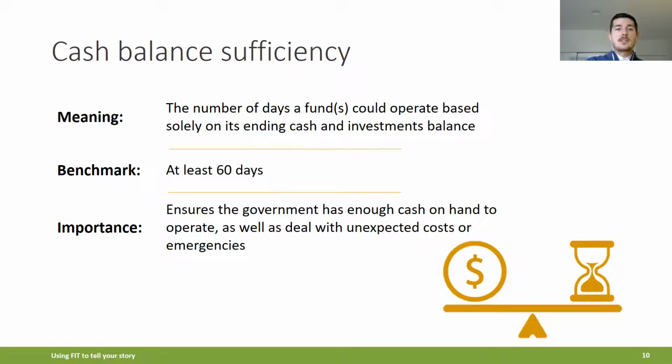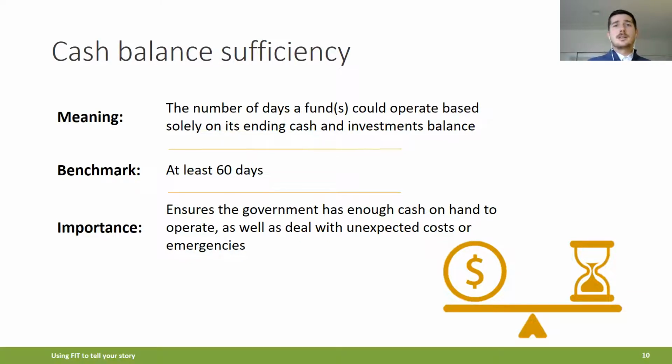In general, this means that if a government meets this benchmark, we show a good measure. If you have 61 days, if you have 100 days, 200 days, etc., we think that's a healthy amount of cash set aside to use in those instances where funding really needs to be leveraged.